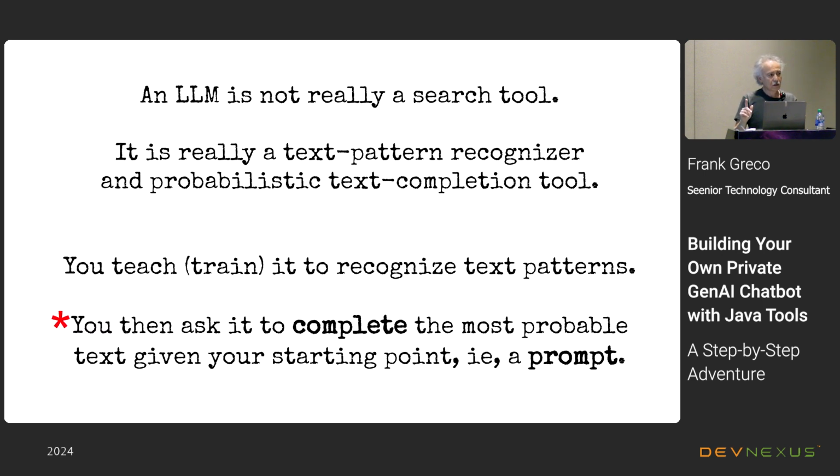But an LLM is not a search tool. The first thing when someone uses an LLM, like ChatGPT or any of the other chatbots, they type in something like you'd type into Google. It's not a search tool. Can it be used in a search architecture? Of course. It is not a search tool.